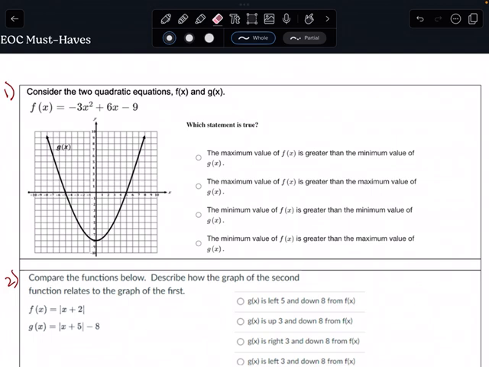So number 1, this is obviously a Desmos question because we have a graph and we have an equation. It's asking which statement is true, and if we just glance at the answer choices, they're talking about minimums and maximums. So let's start with the two functions. The equation is the f function. The graph is the g function. Because they have a different name, they are different functions. So when I graph the f function, it is not going to look like g. Okay, so we will start with the easy one, the graph that is in front of us.